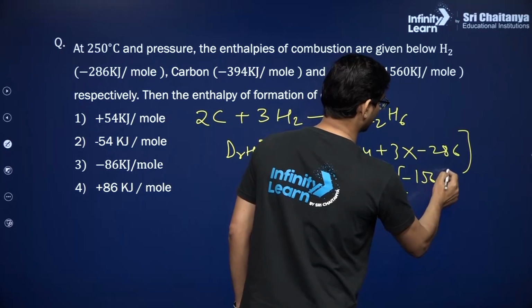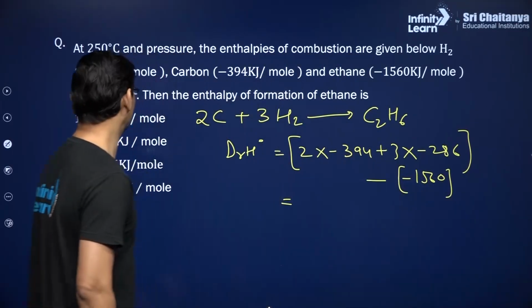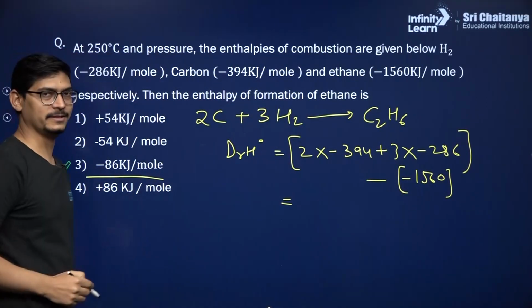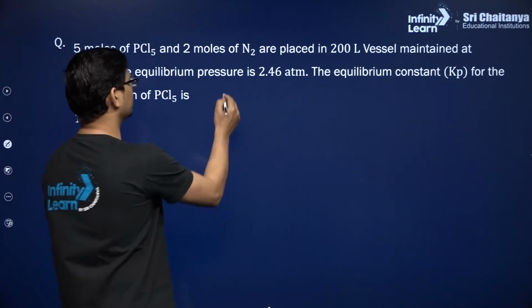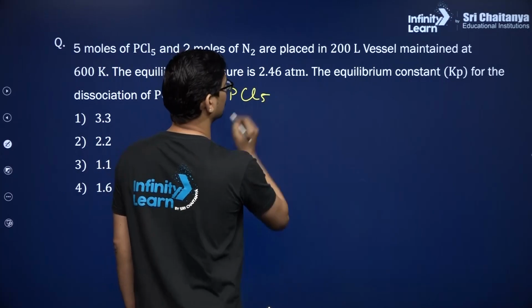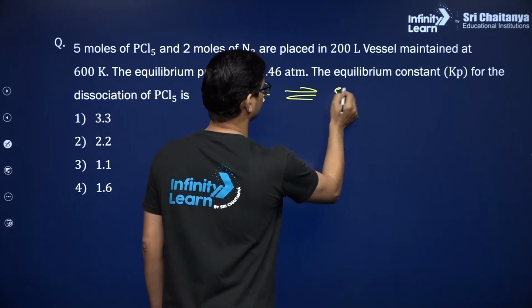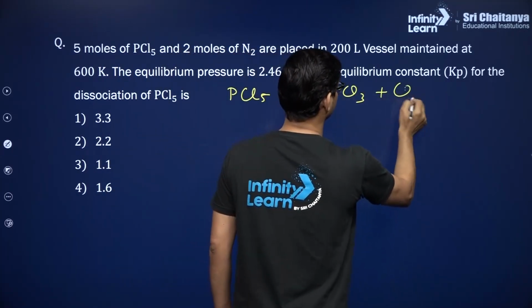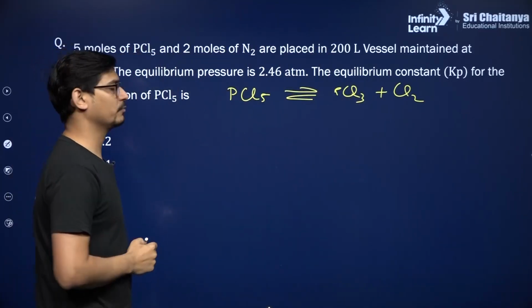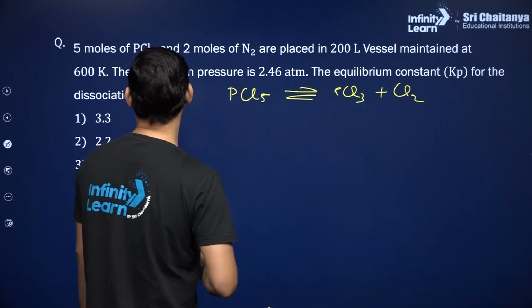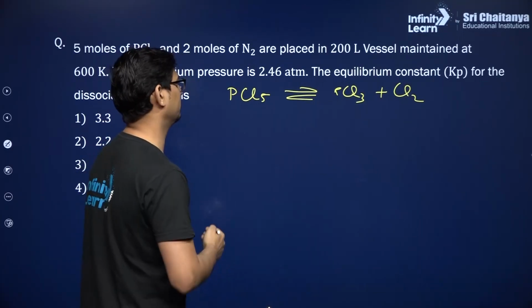So now you can do this calculation, right, and the correct answer will come out to be minus 86 kilojoule per mole. Here PCl5 dissociates to give PCl3 plus Cl2. We all know that, right? Equilibrium pressure is 2.46 atm. The equilibrium constant Kp for the dissociation of PCl5 will be.